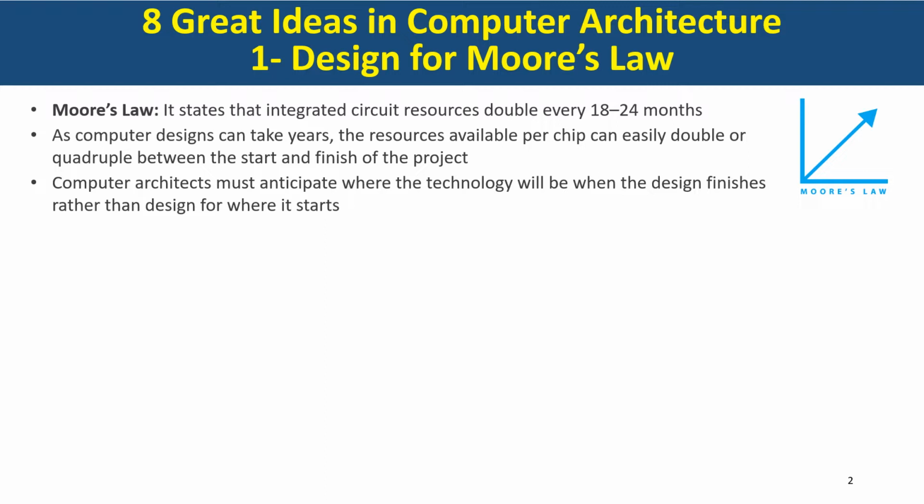So anticipate all the time what resources will be available by the end of the design, then adapt or modify your design so that you can use these extra resources that you're going to have naturally according to Moore's law.